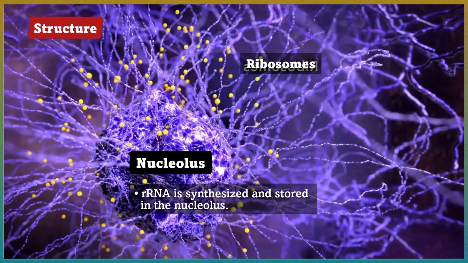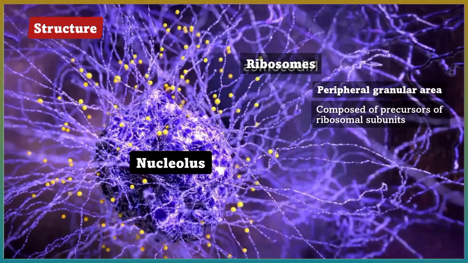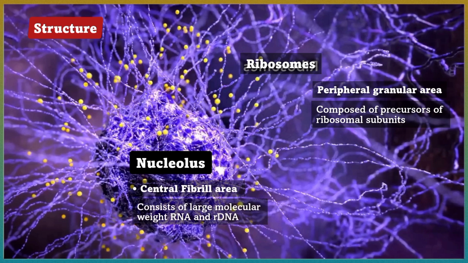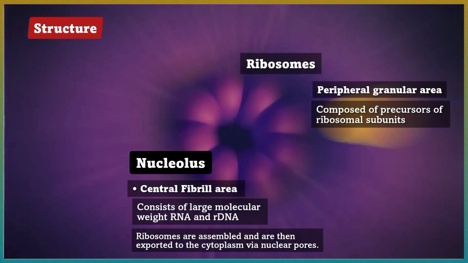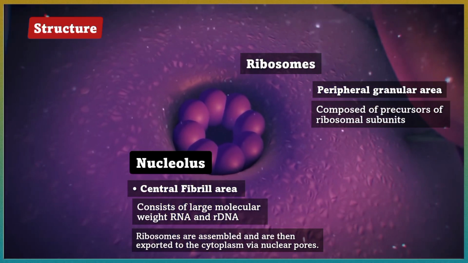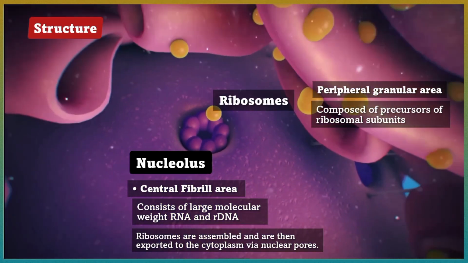It is composed of two regions. The peripheral granular area composed of precursors of ribosomal subunits, and the central fibril area consisting of large molecular weight RNA and rDNA. It is in the nucleolus that ribosomes are assembled and are then exported to the cytoplasm via nuclear pores.